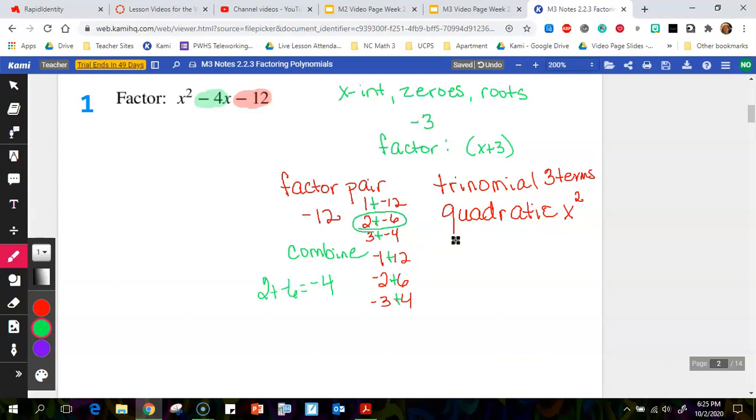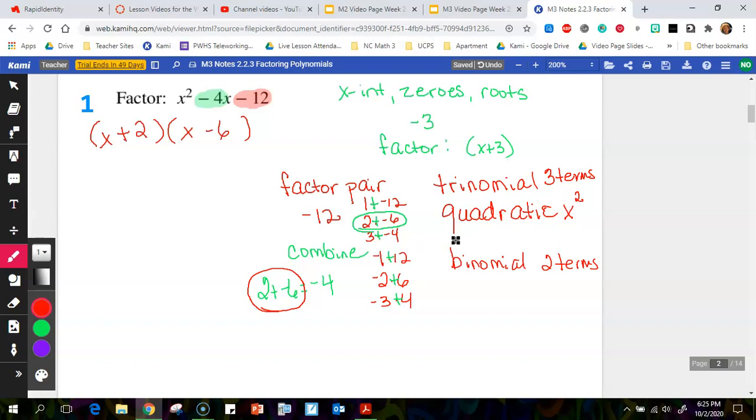So 2 and negative 6 are the numbers that I'm looking for. Well, I'm going to factor this thing into two binomials. Binomials, if you remember, has two terms. So it's going to be two sets of parentheses, and you might remember doing this, an x in each one, and then these two numbers are going to be what the other part is. So I've got a plus 2 and a minus 6.